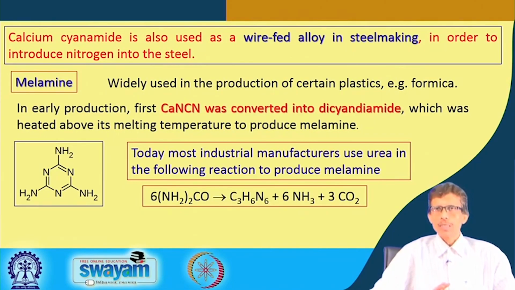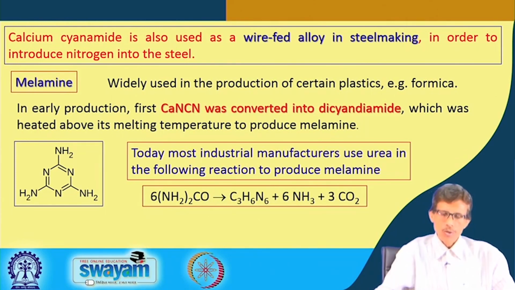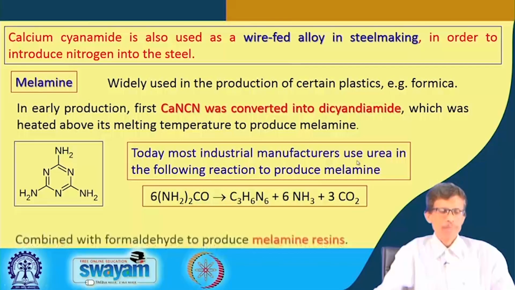So, this is a byproduct. The utilization of a byproduct can be a very useful process, where ammonia can again be trapped for making urea, and that urea can again be utilized for your melamine preparation.